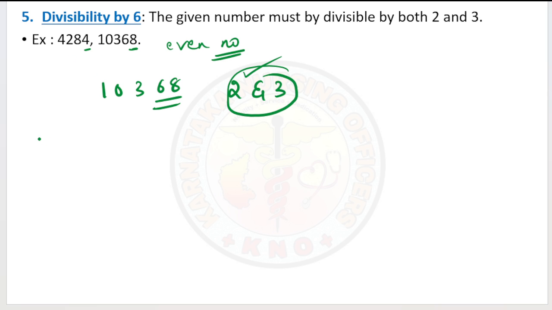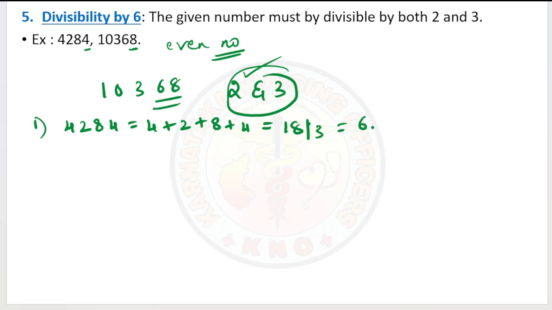Correct. And how do you check that a number is divisible by 3? By adding the digits. Let us consider the first example, 4284. This is equal to 4 plus 2 plus 8 plus 4. So 4 plus 2 is 6. 6 plus 8 is 14. 14 plus 4 is 18. So 18 is divisible by 3. Yes, 3 6 18. So then we say that 4284 is divisible by 6 because it is divisible by both 2 and 3. So example 1 is divisible by 6.